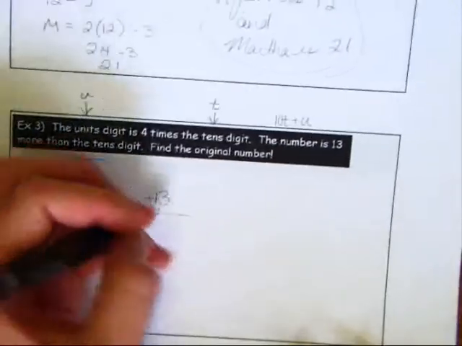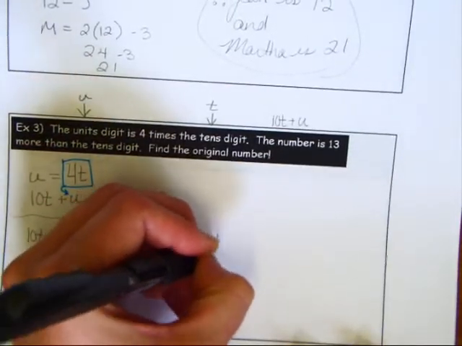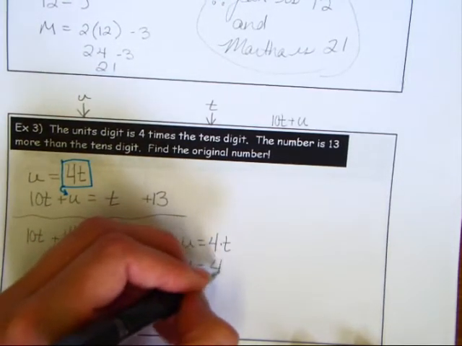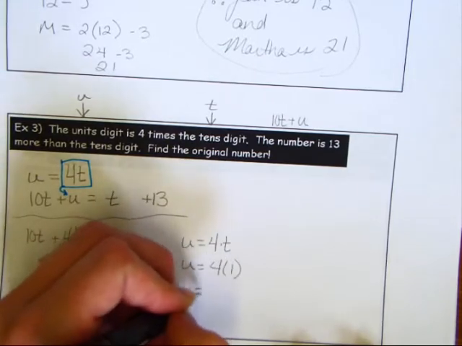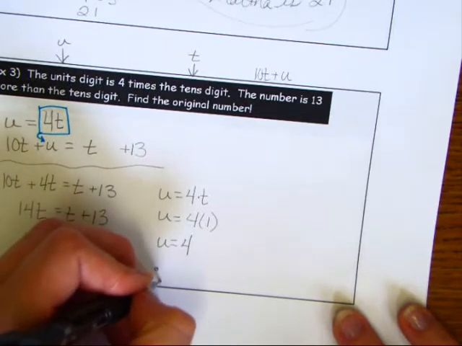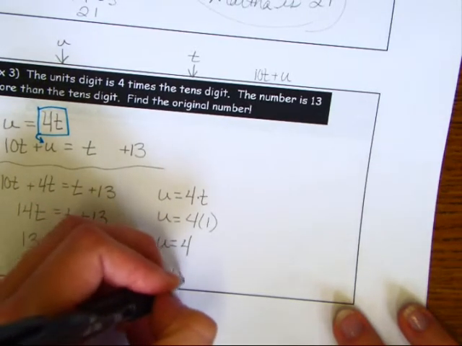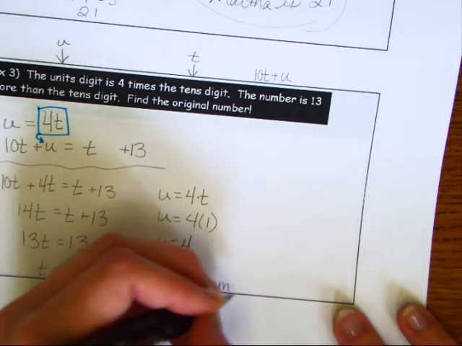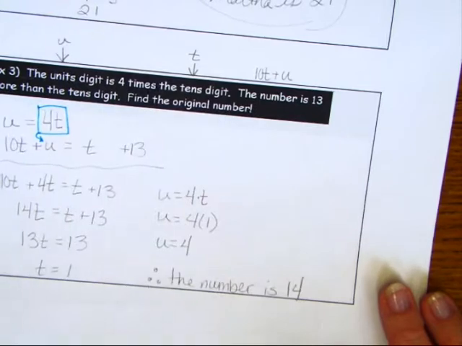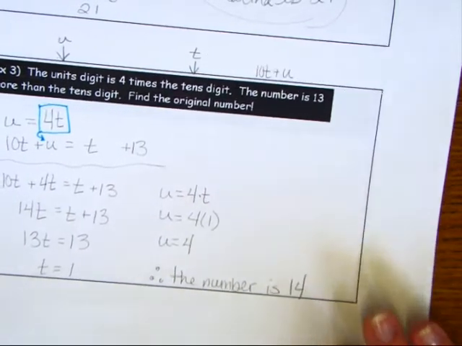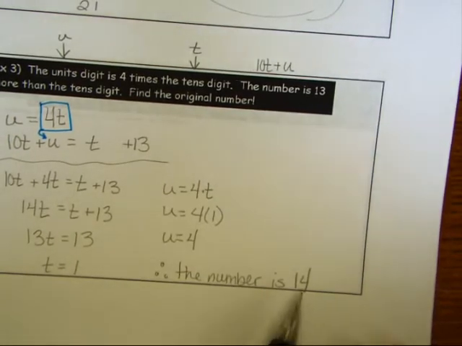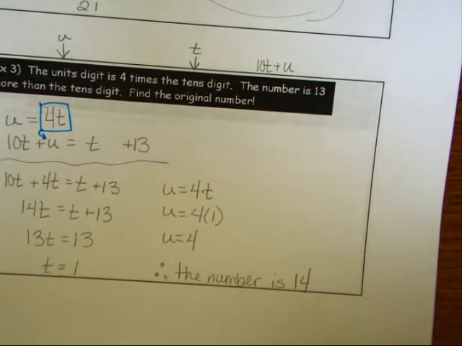Now for the units digit. The units digit, if you look at the box, is simply 4 times t. So the units digit is 4 times 1, or simply 4. Watch this therefore statement. Therefore, the hidden number is 14. You might ask, where are you getting this 14 from? Well, the 14 comes from the tens digit and the units digit. 1 is the tens digit, 4 is the units digit.